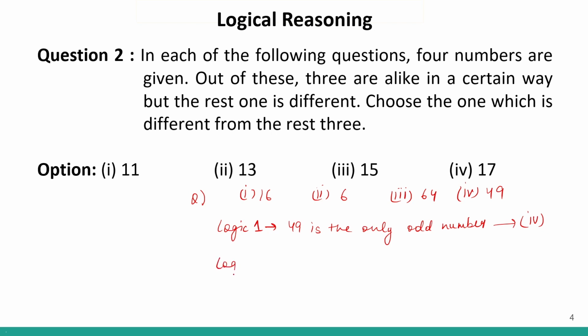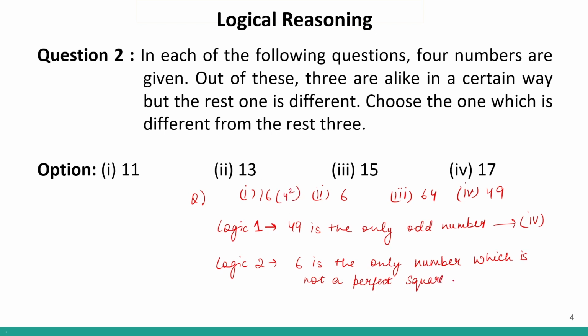But if I look at this, I can use logic number 2, that 6 is the only number which is not a perfect square. Correct? Because 16 is 4 square. Similarly, 64 is 8 square and 49 is 7 square. But 6 is not a perfect square. So according to this, my answer will be option number 2.